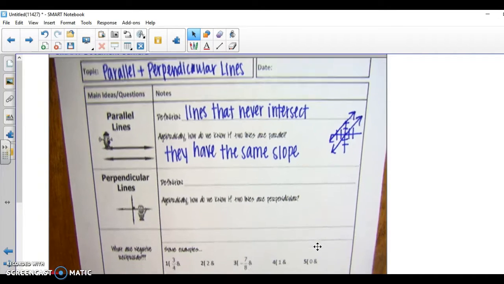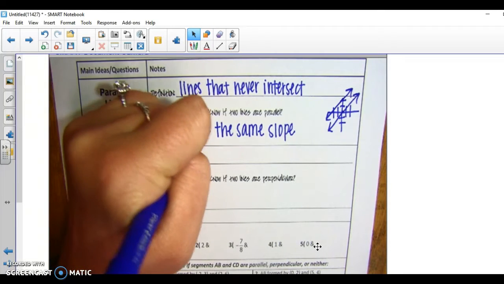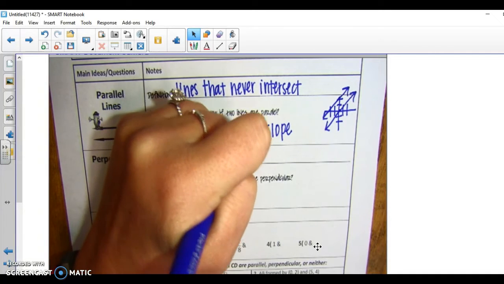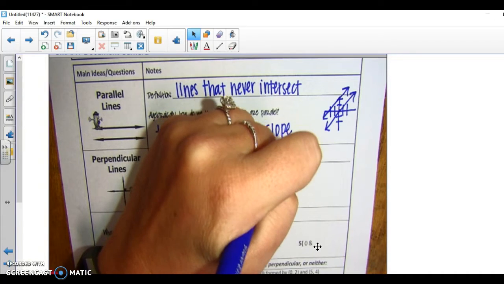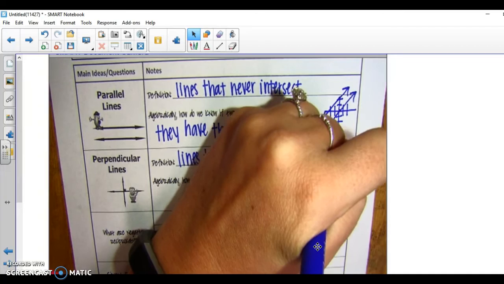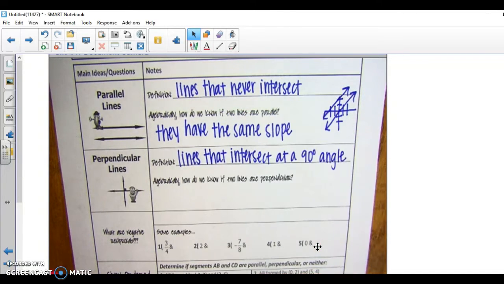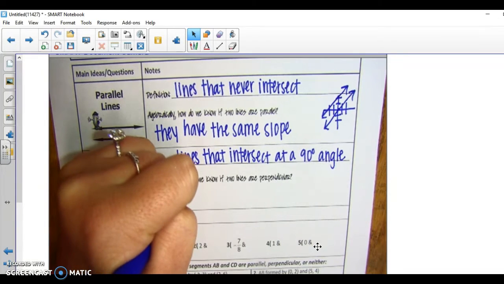Alright, so perpendicular lines. Our definition for that. These are going to be lines that intersect at a 90-degree angle. So, algebraically, we are going to know this if they have a negative reciprocal slope.